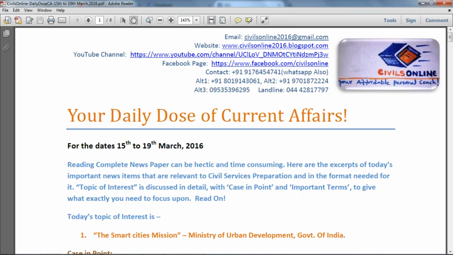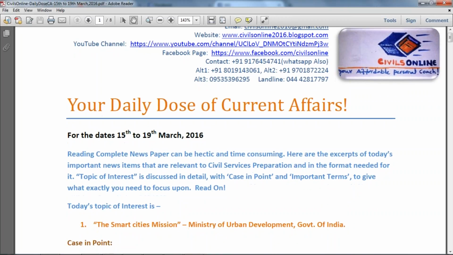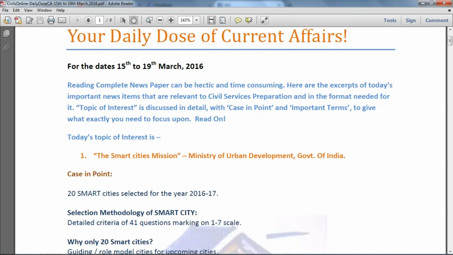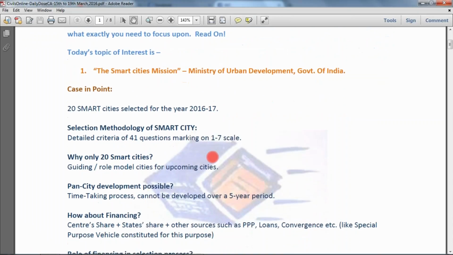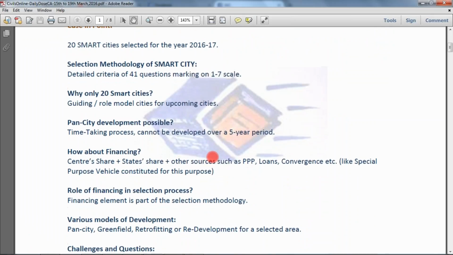And today's topic of interest is the Smart Cities Mission by the Ministry of Urban Development, Government of India. So the case in point: 20 smart cities are selected for the year 2016-17. Before going into more details of this Smart Cities Mission, let's know some important terms so that we will know the actual scheme better.